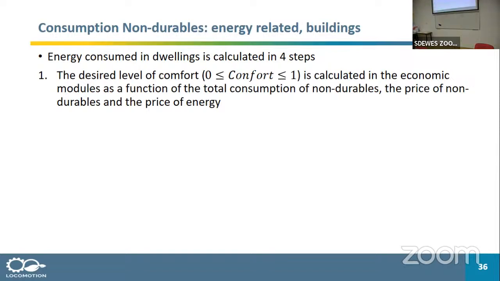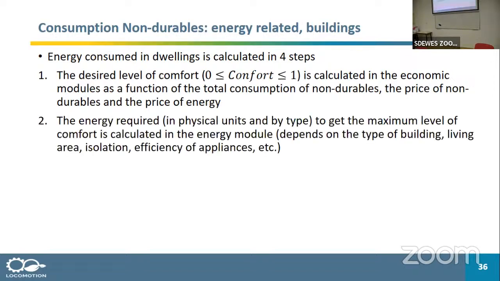So for each of the 60 household types, we have an estimation of this comfort that depends on the income and wealth, and the price of the energy. So if you have an increase in the price, probably the rich people are not going to react, but poor people probably are going to react, and they are going to reduce the comfort. Okay, so we have that.